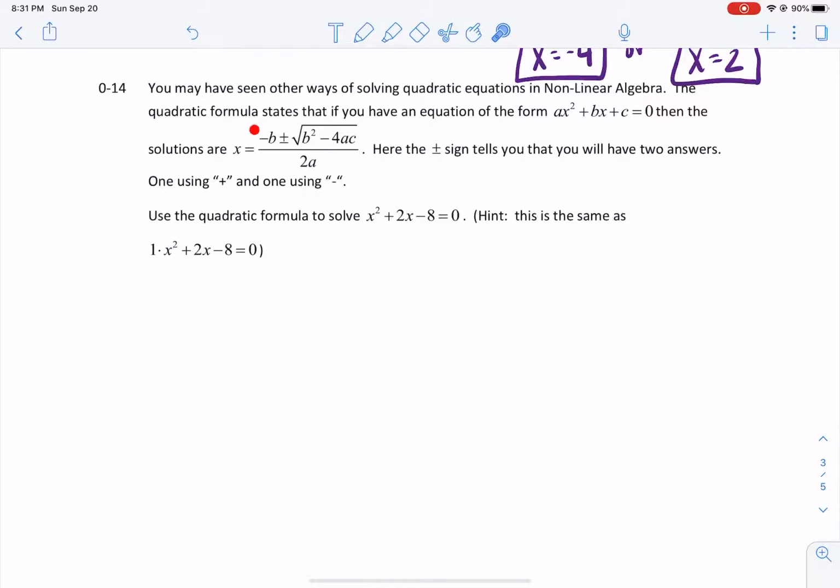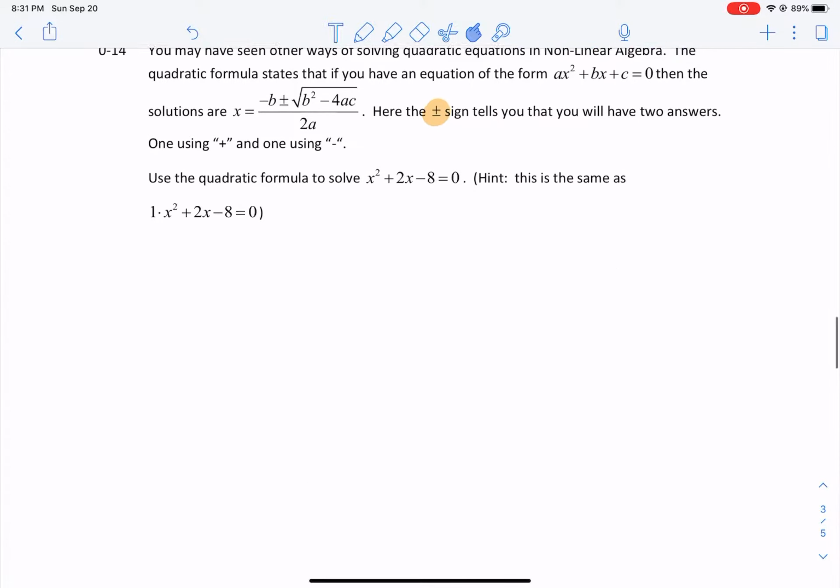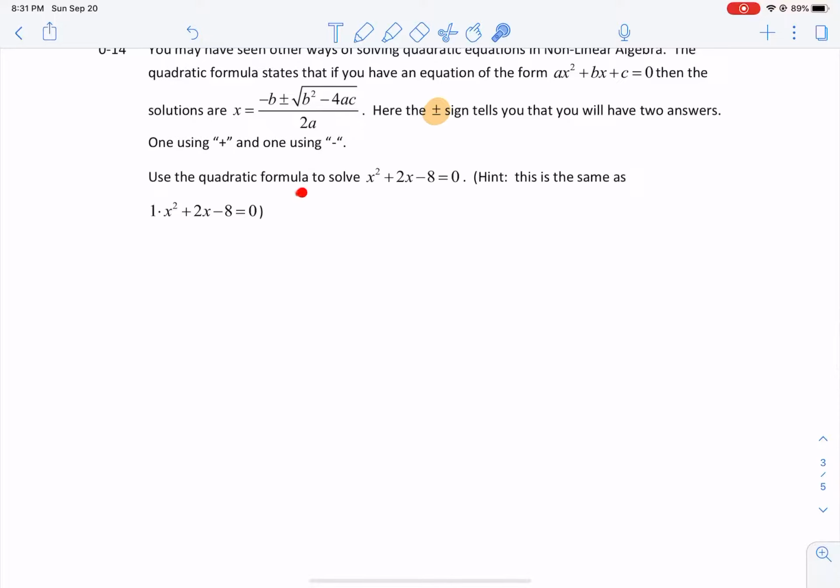The quadratic formula states that if you have an equation in the form, so standard form, ax squared + bx + c = 0, then the solutions are x is equal to negative b plus or minus the square root of b squared minus 4ac, divided by 2a. So that plus or minus sign right there tells you that you're going to have two answers, one being positive and one being negative. Well, isn't that kind of like what happened here? I had two answers, right? So it says use the quadratic formula to solve x squared + 2x - 8 = 0.